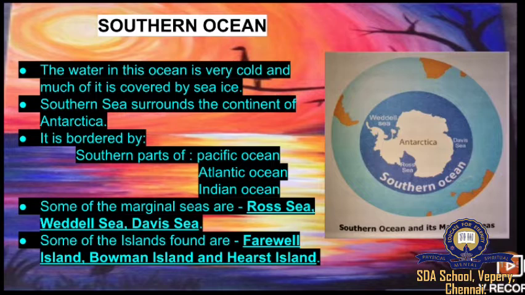They are surrounded by the 3 other oceans, and the Southern Ocean surrounds the continent called the Antarctica. So the continent, that is the land called Antarctica, that is the white part in the picture, is surrounded by the Southern Ocean. This ocean is said to be very cold and covered by ice. So that's all for Southern Ocean.